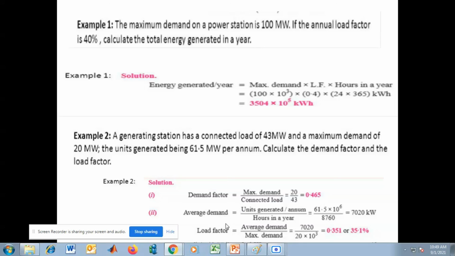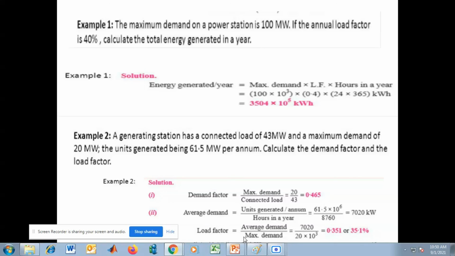Let us see average demand or average load. It is used for calculating load factor. The formula of average demand is units generated in a year by hours in a year. This average demand is nothing but yearly average demand. The units generated in a year is given as 61.5 in megawatt hours. So, 61.5 into 10 power 6 by 8,760. The answer is 7,020 kilowatts.